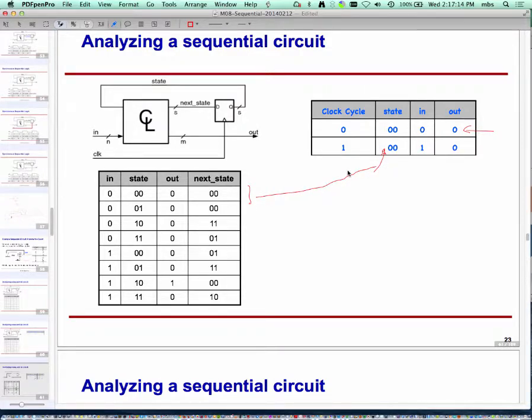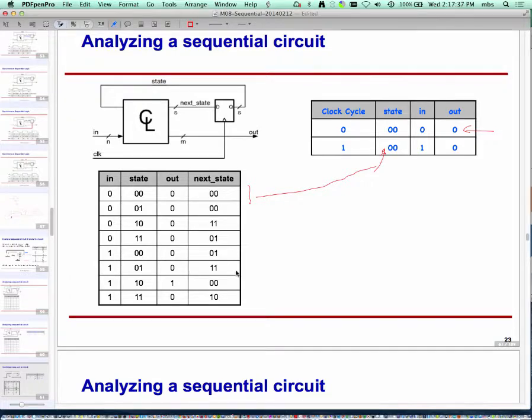Okay, but now let's say at that clock edge, input has changed to 1. So what would you think the next state would be? When the next clock tick comes, what would happen to the system? So 0, 1. Okay, so let's see. Yeah. So input is 1.